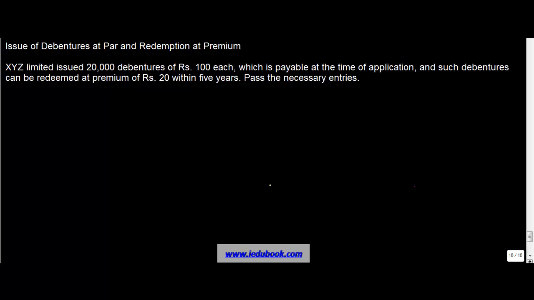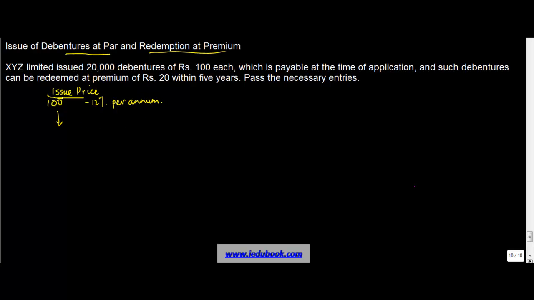Okay, let us see one more question, or rather an exercise, where we will learn how to pass entries in the case where you have issued debentures at par but the redemption has to happen at a premium. In many cases, you may issue certain debentures to debenture holders. So let's say you issue at 100, and let's say you issue it at 12% per annum.